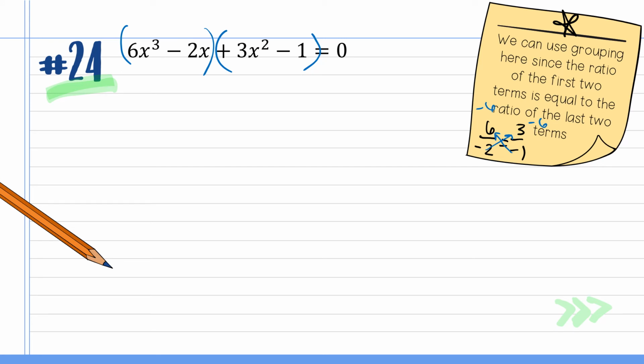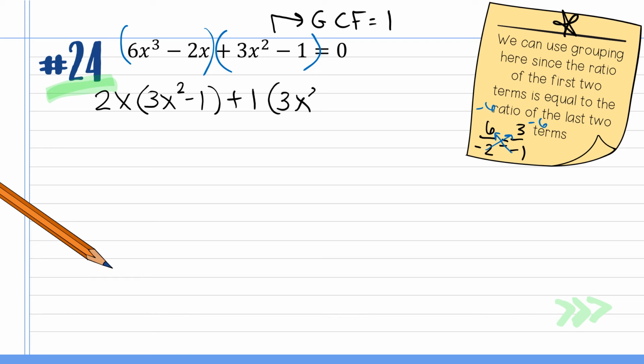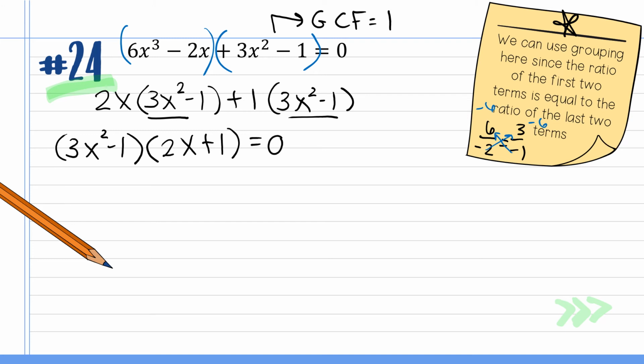Taking out the GCF of the first 2 terms, 6x cubed and 2x, we can actually take a 2x out, and we're left with a 3x squared minus 1. And then in our second 2 terms, 3x squared and negative 1, they don't have anything significant in common, so their greatest common factor there is going to be a positive 1. So we can take out a positive 1, and then we're left with 3x squared minus 1. Now, just like we saw before, our parentheses are the same, 3x squared minus 1, and then our leftovers, 2x plus 1, fill in our second set of parentheses.